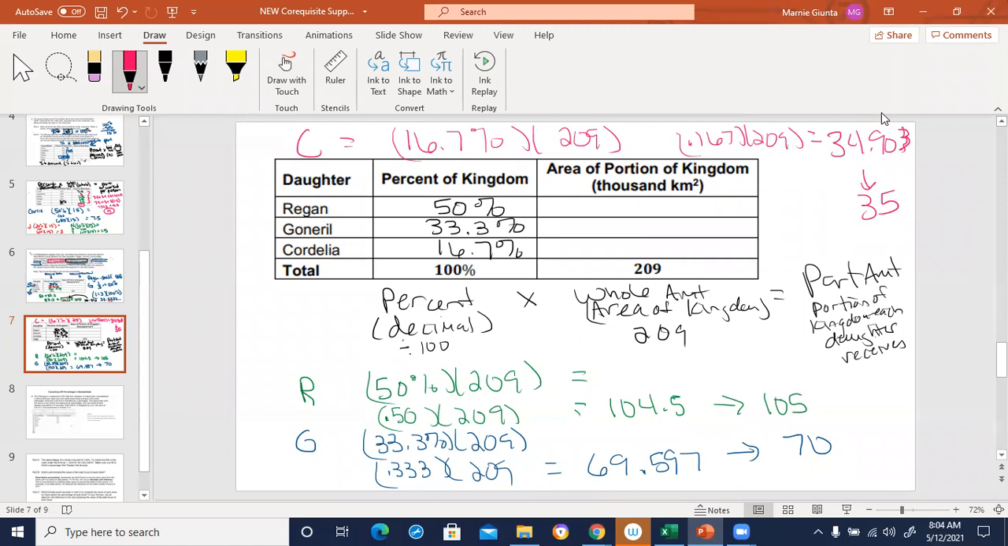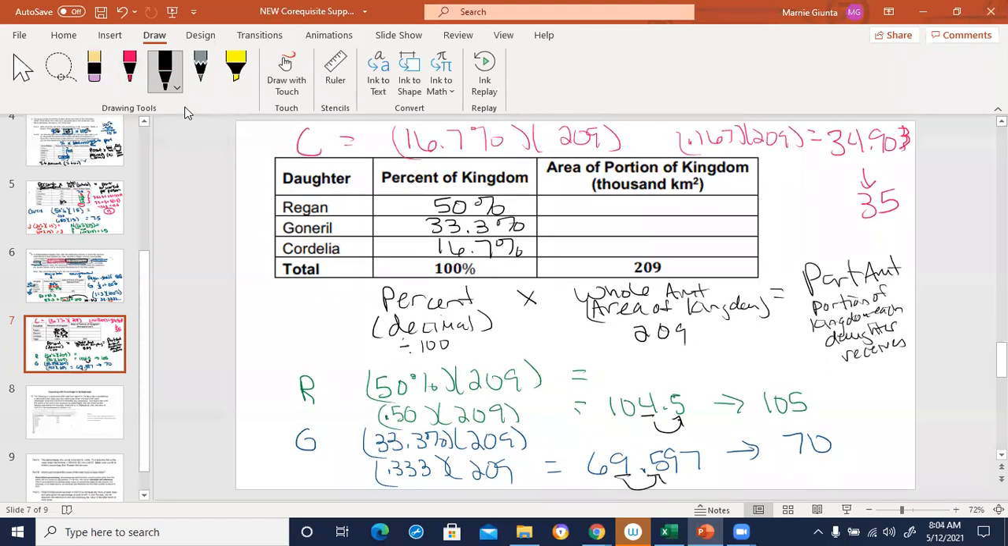But in here, we are rounding every one of these to the nearest thousand. Each one of these ended up rounding up. So we have our 105, we have our 70, and we have our 35. Again, you're going to ask yourself, do these make sense? In order to see, you want to sum those up. And when you sum them up, you get 210.